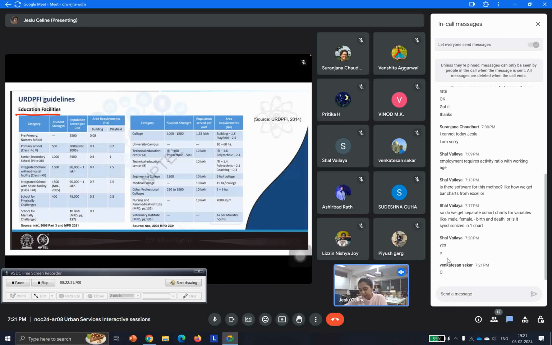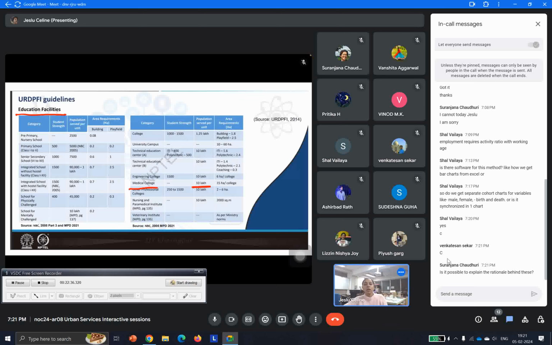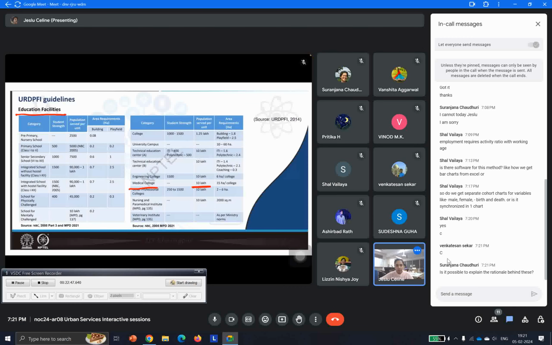For a medical college, we say that the population served is 10 lakhs. Just to remind, these guidelines are not standards, or hard and fast rules. Based on certain economic conditions or other contributing factors, this can vary. Even if a 10 lakh population is not there in that region, but there's no college in the nearby vicinity, a medical college can still be established in that region.